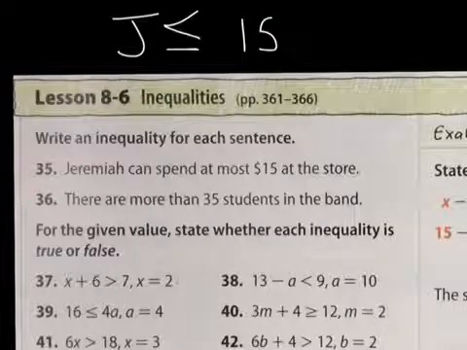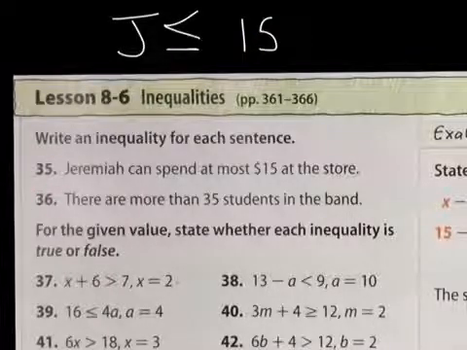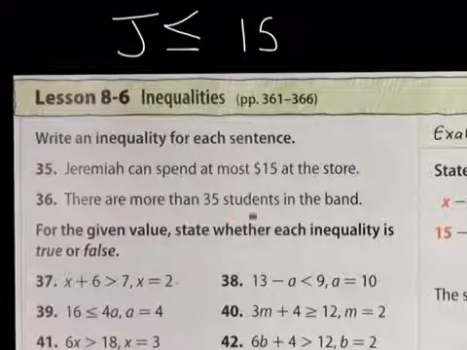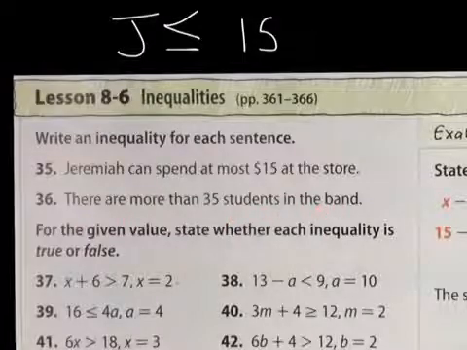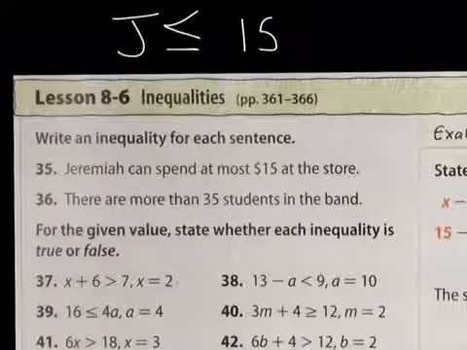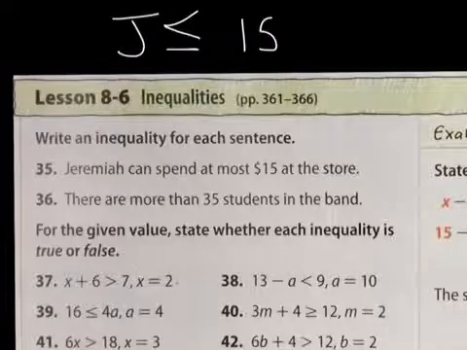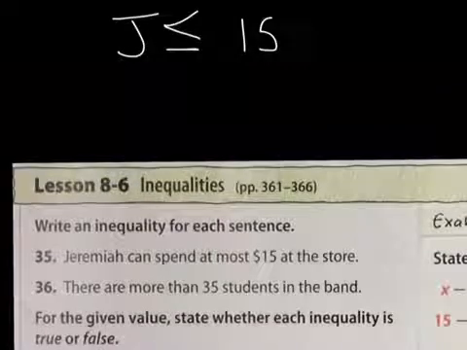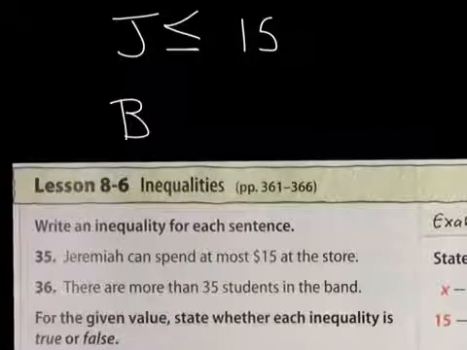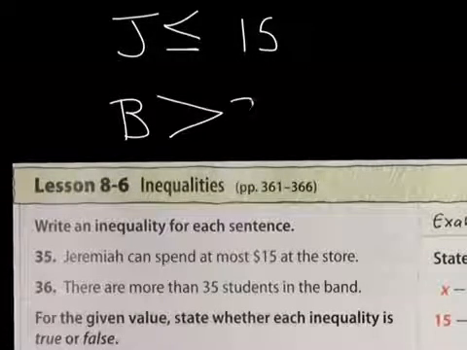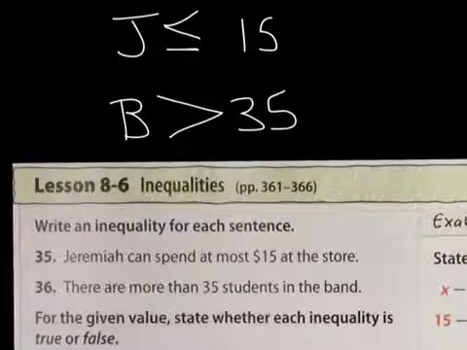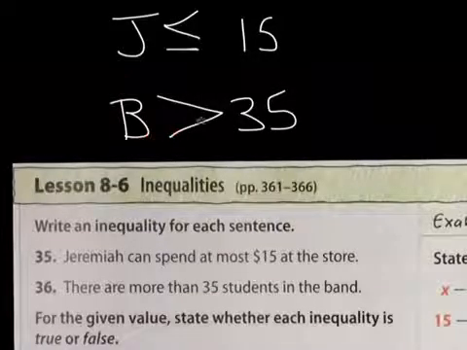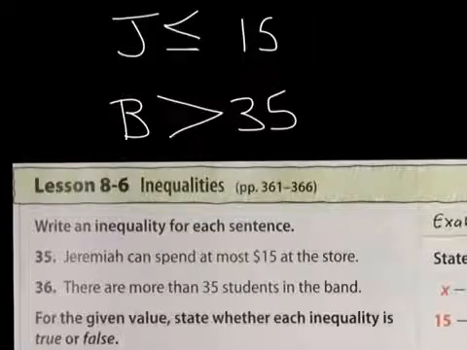Let's try 36. There are more than 35 students in the band. There are more. Think about that, more. There are more than 35 students in the band. So let me move this down here. There are more. So we have the band, and there are more in the band than 35. Do you see that? There are more students in the band than 35.